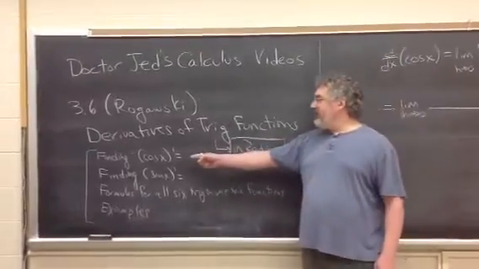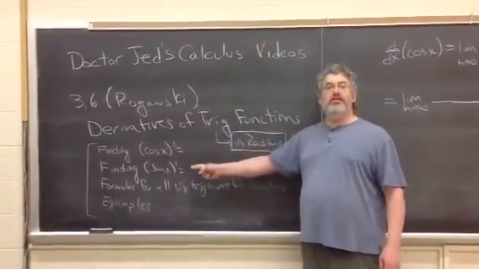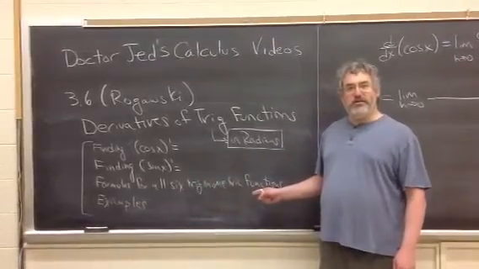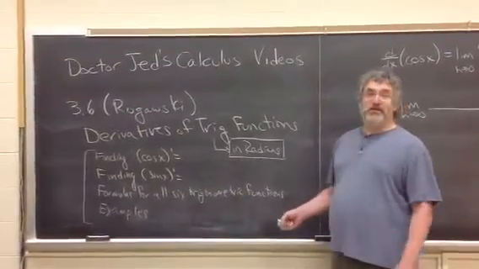First, we're going to find the derivative of cosine, then the derivative of sine. Then we're going to put them together to get all 6 of the trigonometric functions. And then we're going to do some examples.